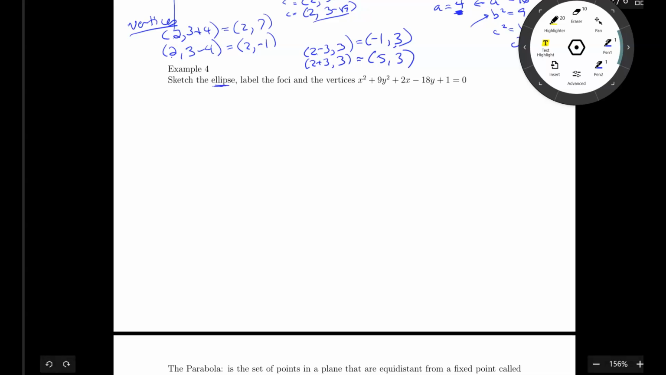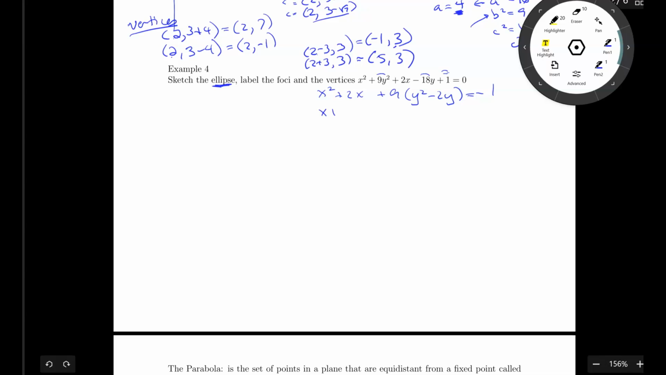All right, let's do it again. Let's have an ellipse. Let's make sure we're really comfortable. So I'm going to gather the x terms, plus 2x, there's nothing to factor out of that one. The y terms, let's factor out the 9. So I get y squared minus 2y. And then this one term, I'm going to move to the other side.